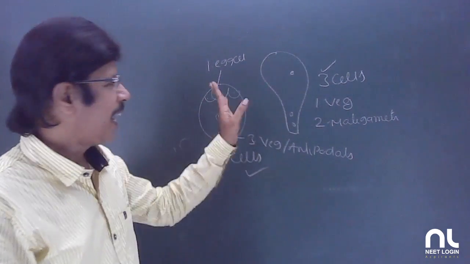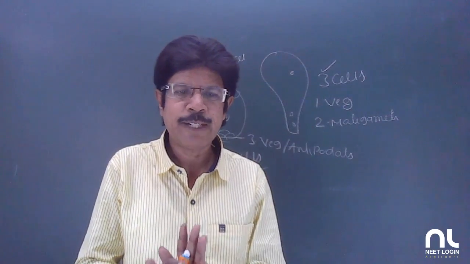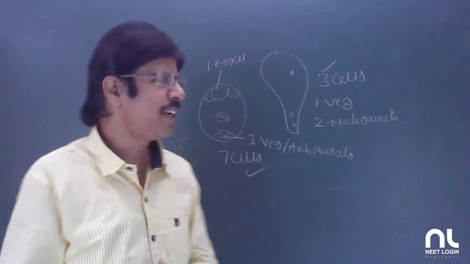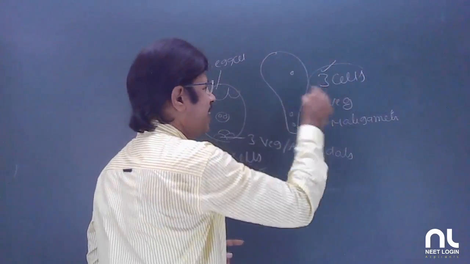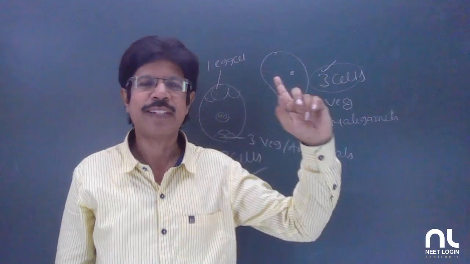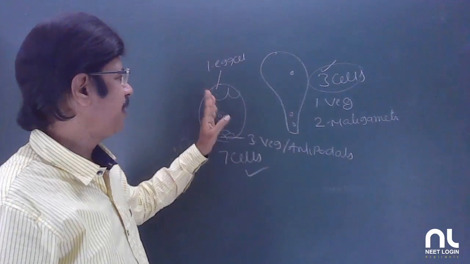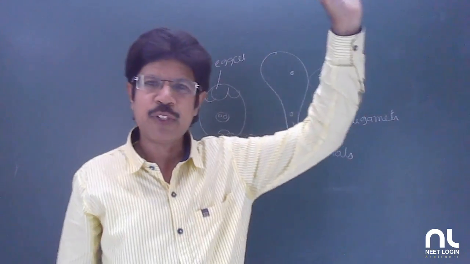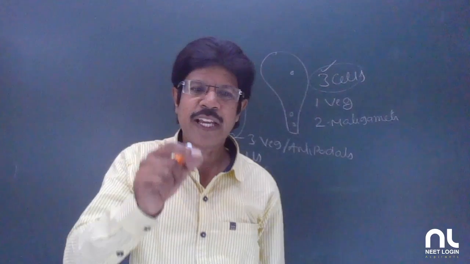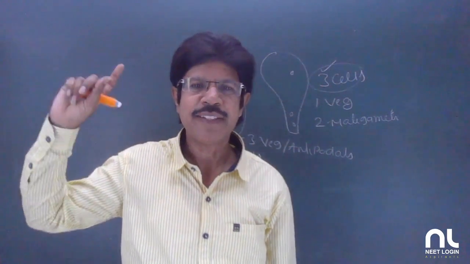So in angiosperm male and female gametophyte, which gametophyte is parasitic? Both gametophytes are parasitic. Which gametophyte is highly reduced? Male gametophyte is highly reduced, that is 3 cells when compared to female gametophyte, that is 7 cells. If we compare the female gametophyte of angiosperm and gymnosperm, which gametophyte has many cells? Female gametophyte of gymnosperm has many cells.